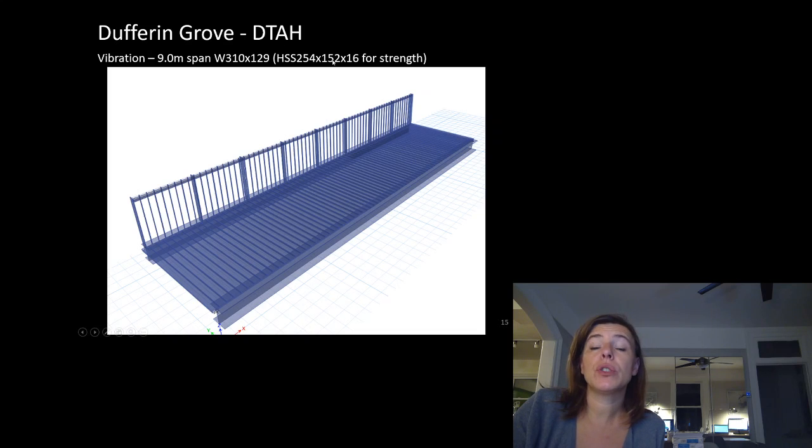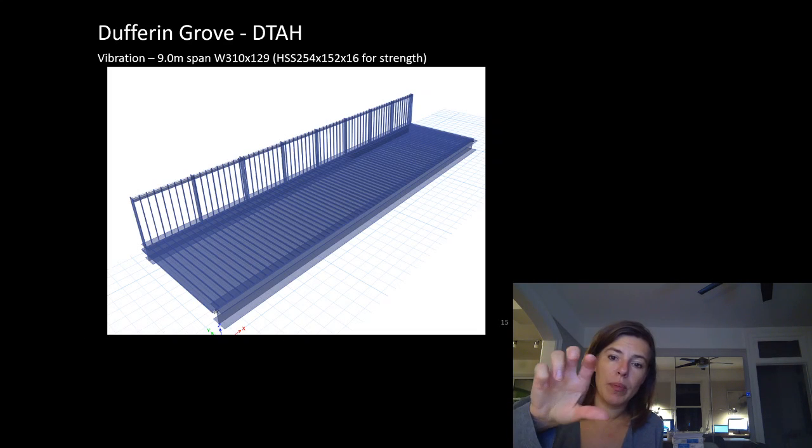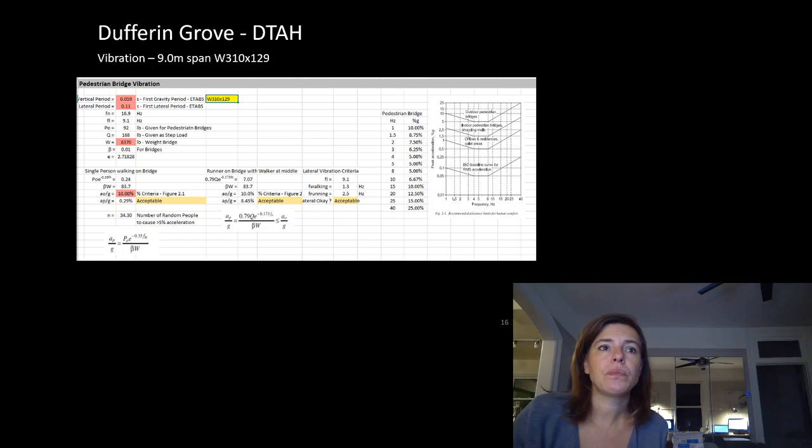So that worked for strength, but it didn't work for vibration for that length of span. When I went through the process, I found that we needed a W310 by 129. A little bit harder to get, a little bit more expensive to install, less likely that somebody like Bridge would have it on site. We now needed to worry about torsion elements. We'd need a kick plate here to stop this from trying to twist because our guard would want to kind of deform the bottom of our W section.